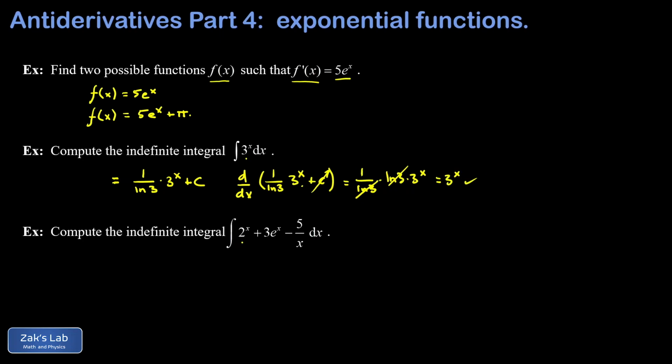Finally, we get a cumulative sort of example where I have an integral with a non-standard exponential in it, a natural exponential in it, and a 1 over x kind of term in it, which is going to integrate to a natural log. So in the first term, I end up with 1 over natural log 2 times 2 to the x. In the second term, again, the constant multiples are just spectators here. The 3 just watches this happen, and the antiderivative of e to the x is just itself, so I end up with 3e to the x. And again, constant multiples are spectators, so I end up with negative 5 times the integral of 1 over x, which gives me natural log absolute value of x plus c.